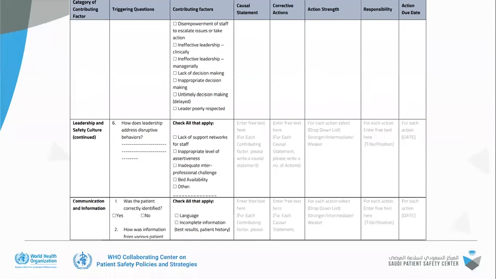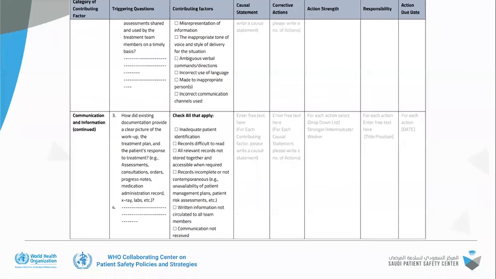So regarding the communication and information, you'll check if there is good communication between the patients, if the patient was correctly identified, if the assessment was shared between the team, the caring team and the transferring team. Then check the contributing factor that applied. Is there an appropriate tone of voice, is there any incorrect use of the language? After that, you have to write the causal statement.